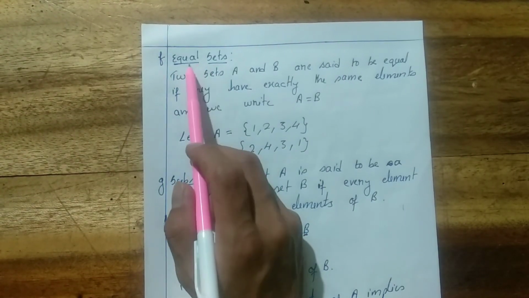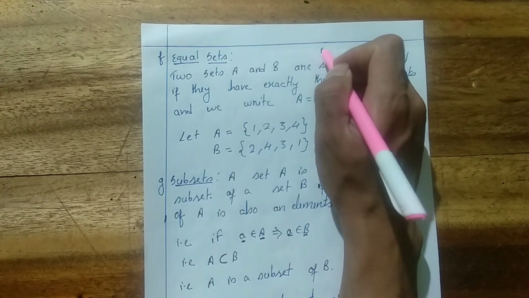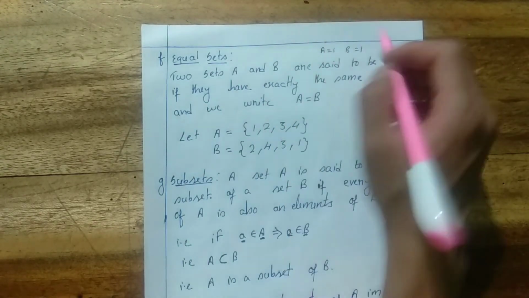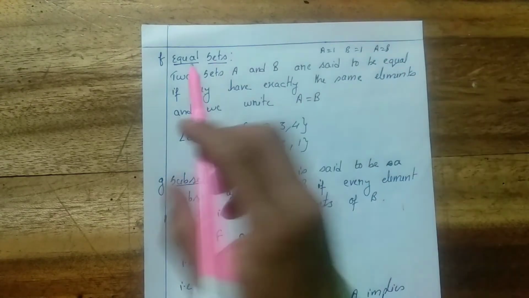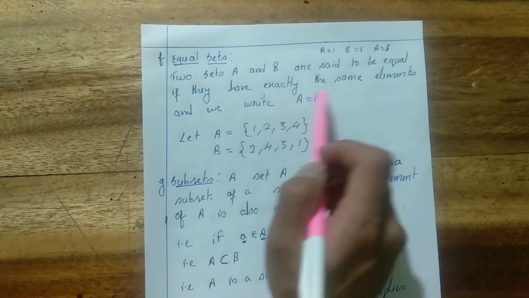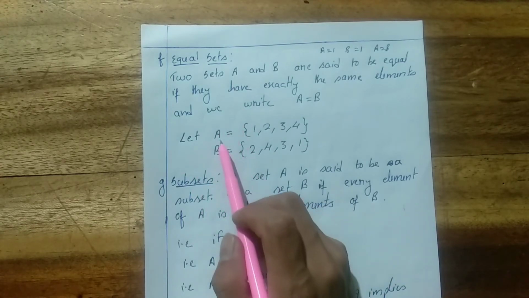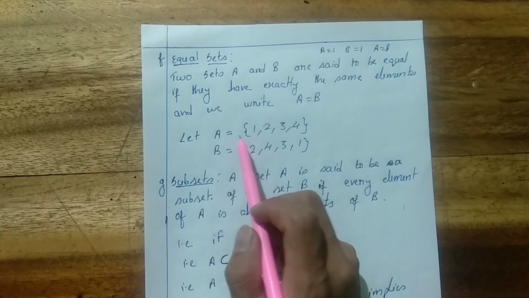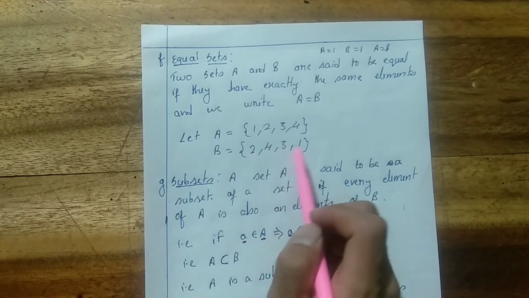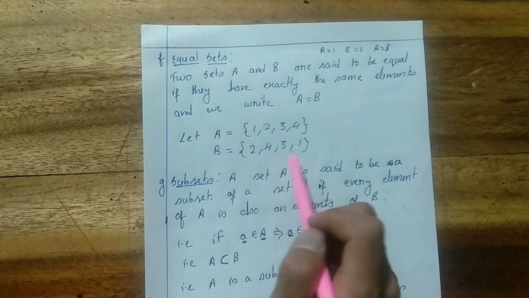Equal sets. Equal means the two sets are the same. If A is equal to 1, then B is also equal to 1, which means A is equal to B. So two sets A and B are said to be equal if they have exactly the same elements, and we write A = B. So see, set A has 4 elements, 1, 2, 3, 4, and set B is 2, 4, 3, 1. But all elements of set A are present in the elements of set B.